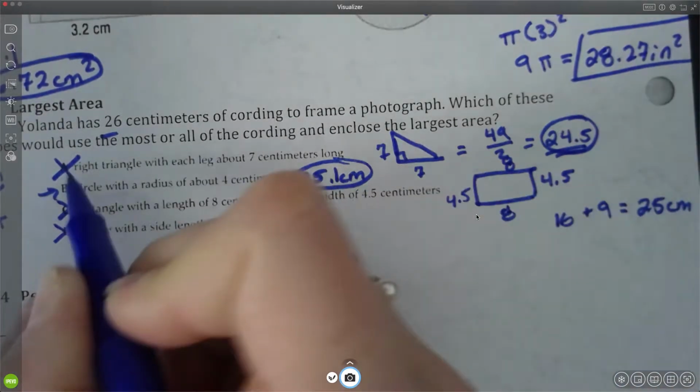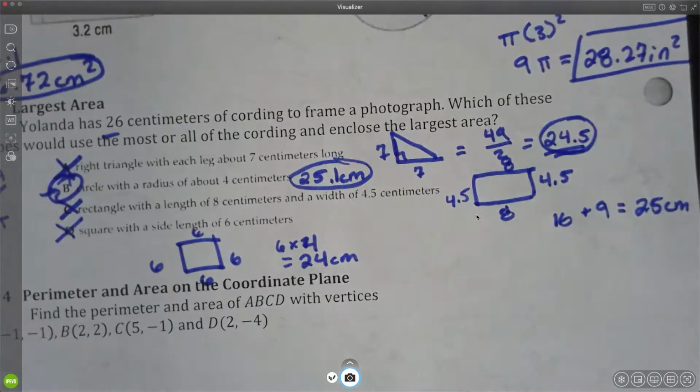So B is going to be my best option because B is going to use the most of that 26 centimeters to frame. So I would get the most circumference out of a circle picture, a circle photograph that has a radius of 4 centimeters. Okay? All right, now last one down here.